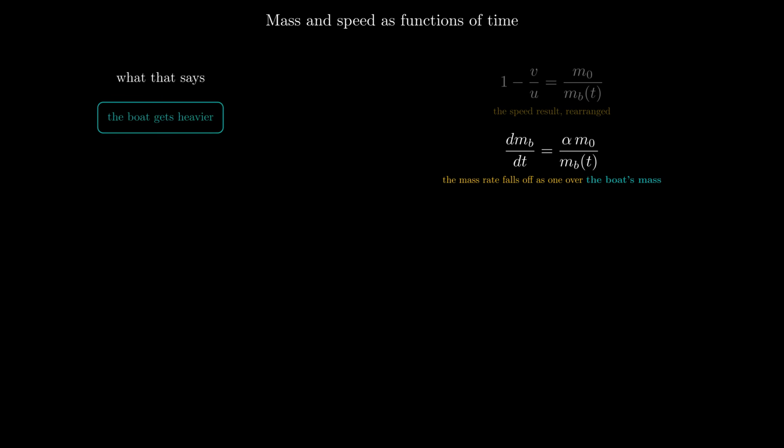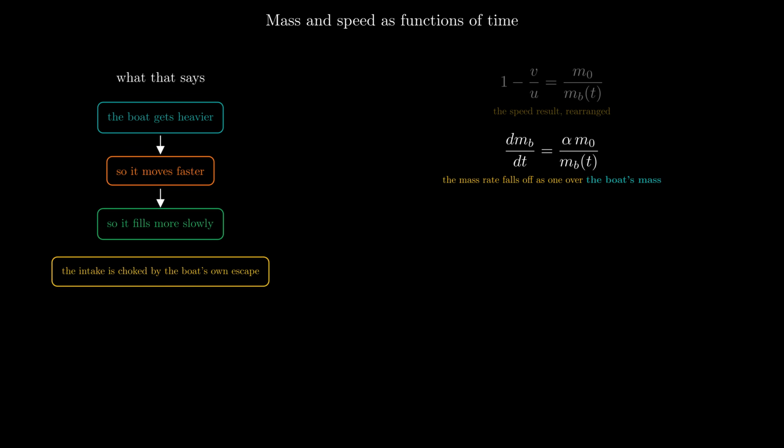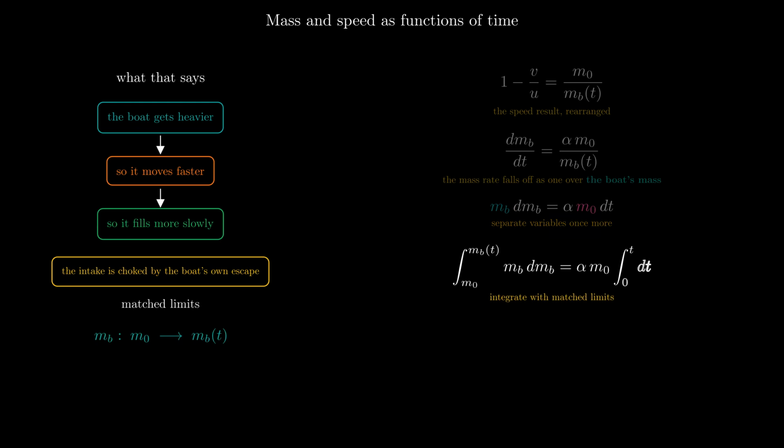Pause on what that says. As the boat gets heavier, it moves faster, and the faster it moves, the slower it fills. The mass rate falls off as 1 over m sub b. Separate variables once more. m sub b dm sub b equals alpha m0 dt. Integrate the left side from m0 to m sub b of t, and the right side from 0 to t. 1/2 of m sub b of t squared minus m0 squared equals alpha m0 t.